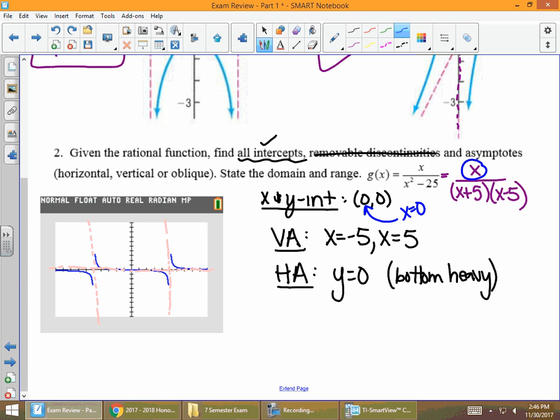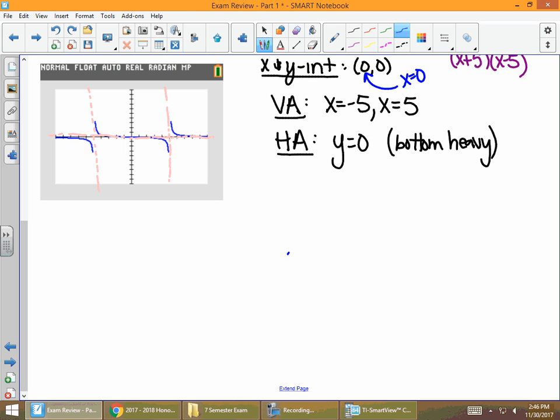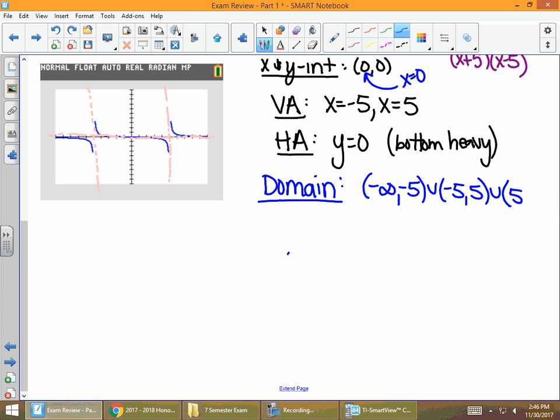Okay, so we did asymptotes. Remember, we're going to have a horizontal and vertical, or a vertical and oblique, but we're not going to have a horizontal and oblique together. For domain, we are going to exclude our asymptotes. You could see domain in either interval notation or set-builder notation. So we're just excluding those asymptotes at 5 and negative 5. I'll do it in both notations for you.